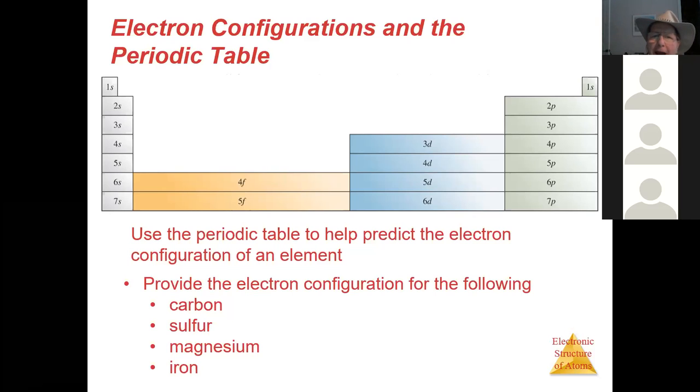4p, then we go back to 5s. Same thing. 5s, 4d, 10 electrons, gives the 4d just a tad more energy than the 5s. We fill up the 4p, we go to 6s. Now we have 14 electrons. That has made the f electrons in the 4th shell have more energy than the s electrons in the 6th shell.